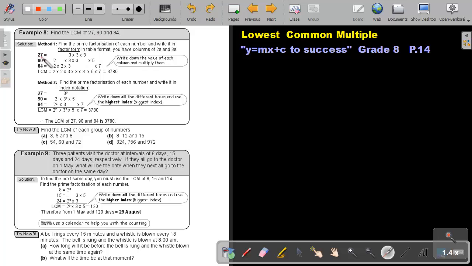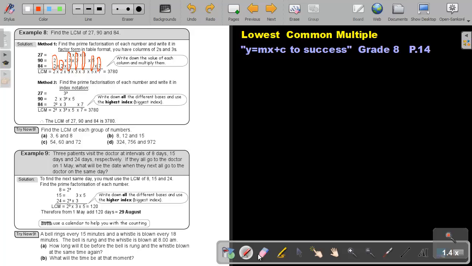First, take 27 and break it up into the product of prime factors. Do the same with 90, do the same with 84. Try to arrange the numbers underneath each other. And now, what you're going to do is take all the different columns. They don't have to be complete. It can just be one in a column.